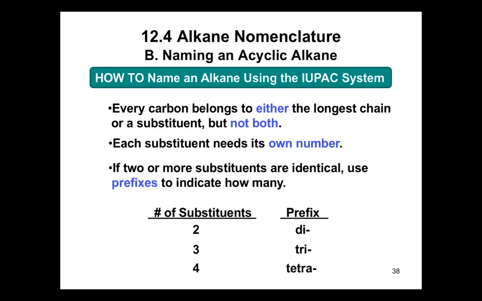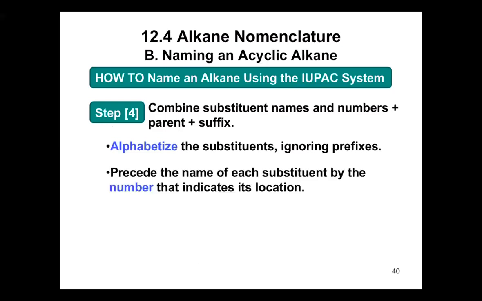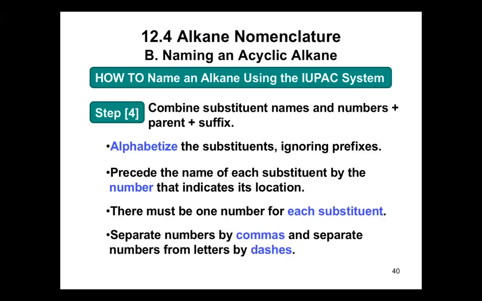And then, what if naman kung yung isang substituent ay methyl, yung isang substituent ay ethyl? So in case that there are combination ng substituent, you have to alphabetize the substituents ignoring the prefixes, and then precede the name of each substituent by the number that indicates its location, and there must be 1 number for each substituent. Aside from that, separate numbers by commas and separate numbers from letters by dashes. Nasa book nyo yan. Let's work on this example.